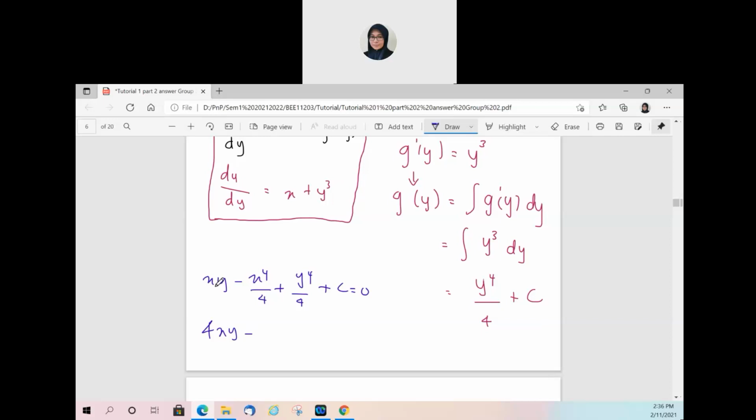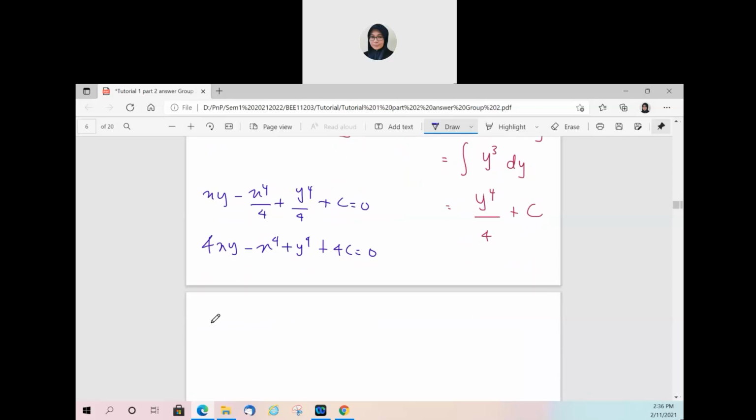So kita darabkan semua dengan 4. Sorry cakap Melayu pula. So we multiply this equation with 4, then we have 4xy minus x kuasa 4 plus y kuasa 4 plus 4c equals to 0. Then 4xy minus x kuasa 4 plus y kuasa 4 equals to minus 4c.